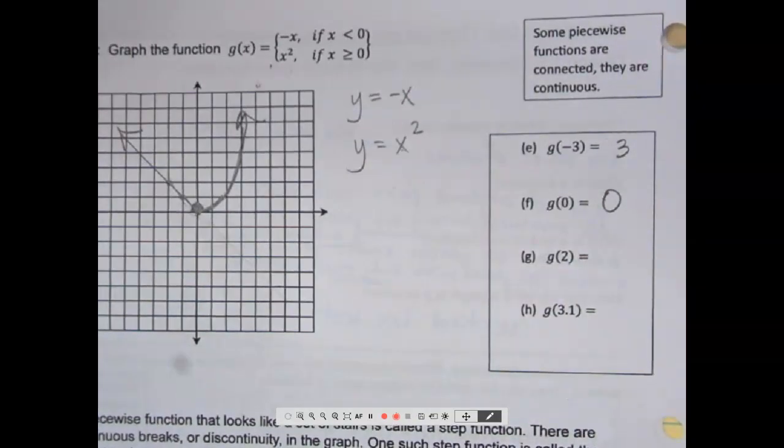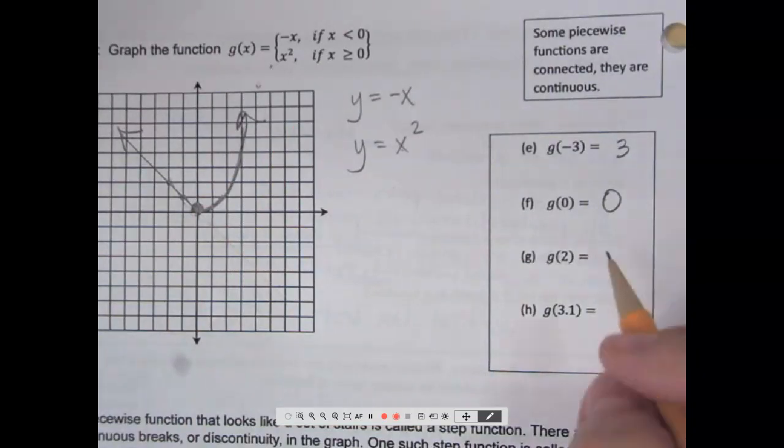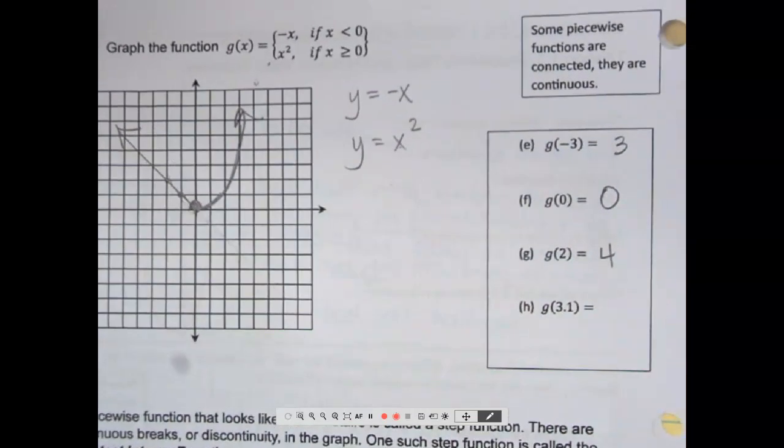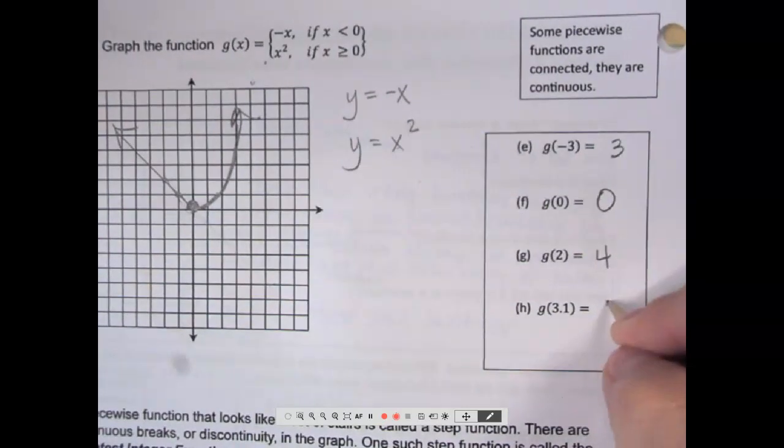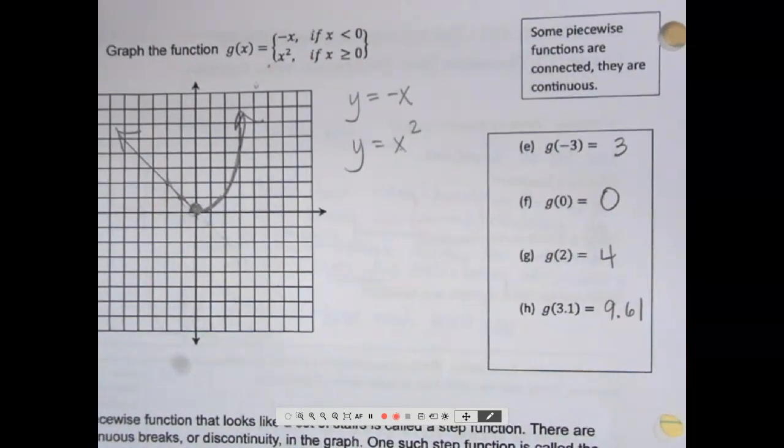Okay, g of 2. 2 belongs to the second part. What did you get? 4. And 3.1 also belongs to the second part. What did you get there? 9.61. Anybody do that one in their head? I wouldn't have either. All right, any questions on those?